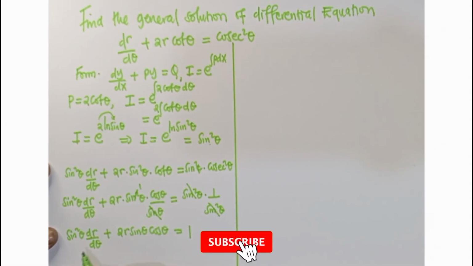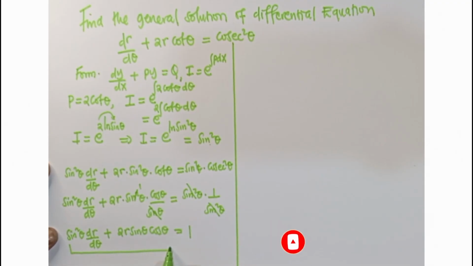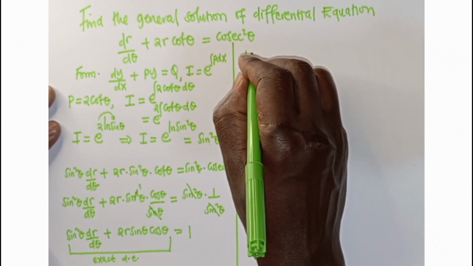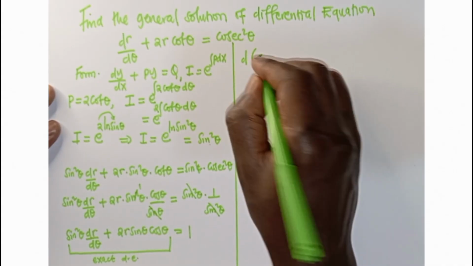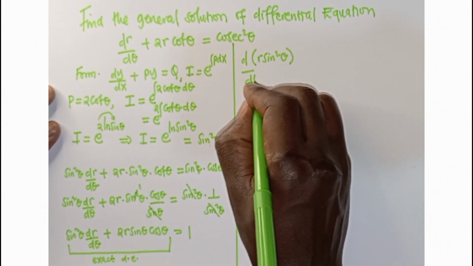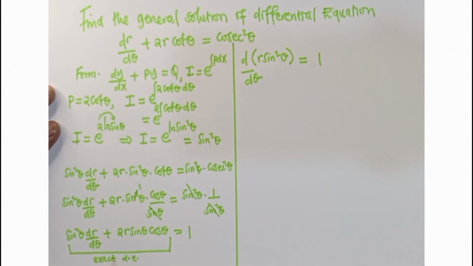Now after reaching this point, you realize that for a linear differential equation, this side becomes exact. So you are going to take it back to exact DE. Taking it back, we realize it came from being the derivative of r sin squared θ with respect to θ, is equal to 1. If you haven't watched my video about exact DE, I'm going to link it in the description. It's there, you can go and watch it.